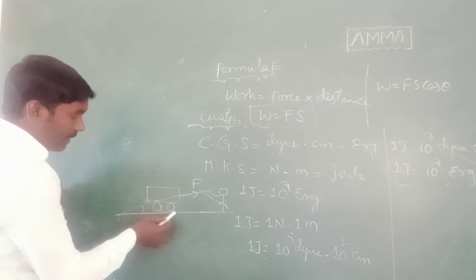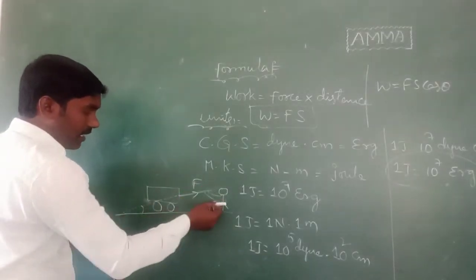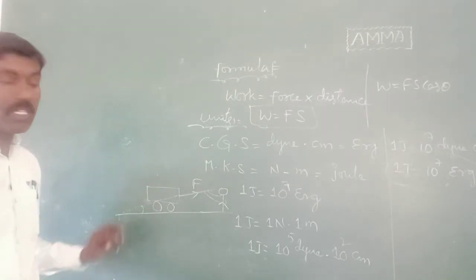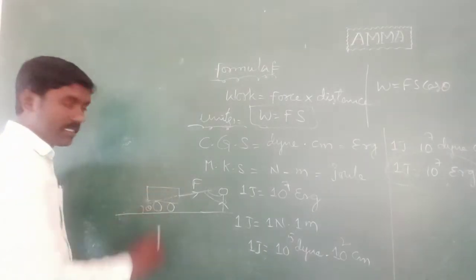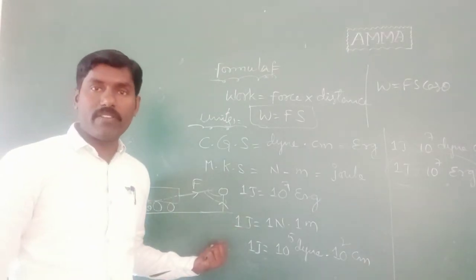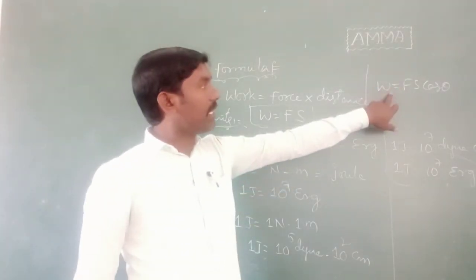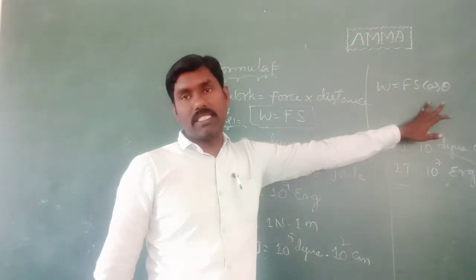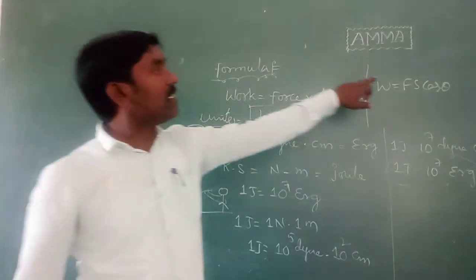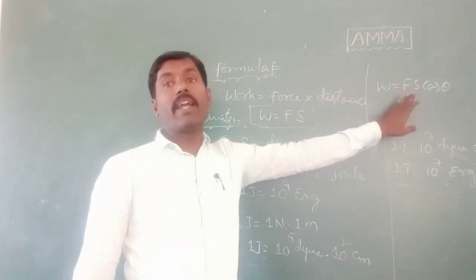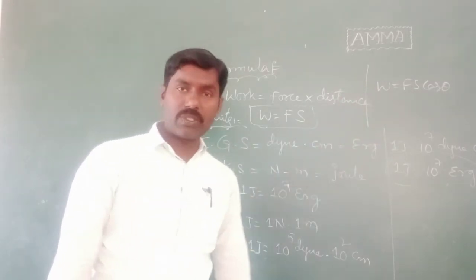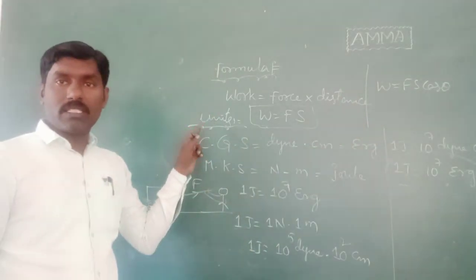But here, between the applied force and the distance, some angle is made between them. That's why in this case the angle is theta. In this kind of situation, we should consider the theta value, meaning the angle value also. That's why the formula is W is equal to Fs cos theta. Students, this is the general formula of work when an angle is made between the distance and the applied force. Is it clear, students?